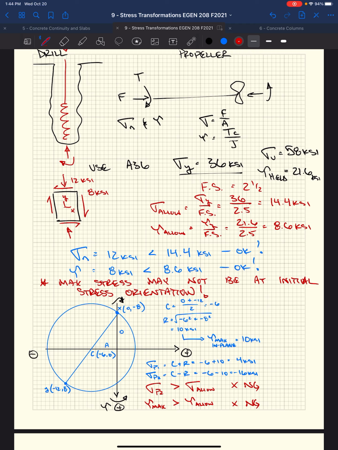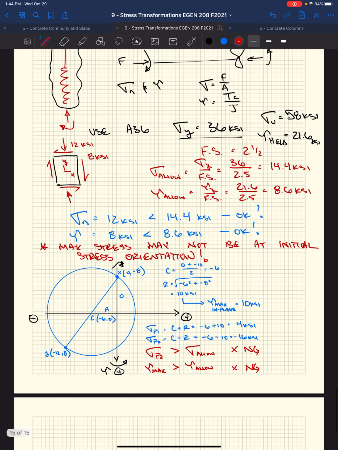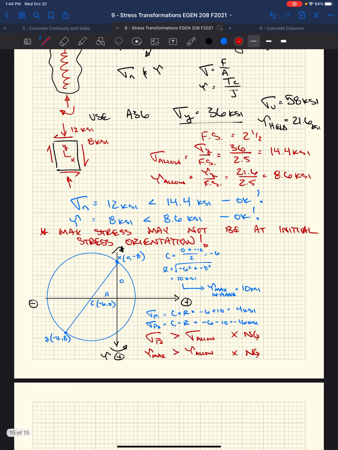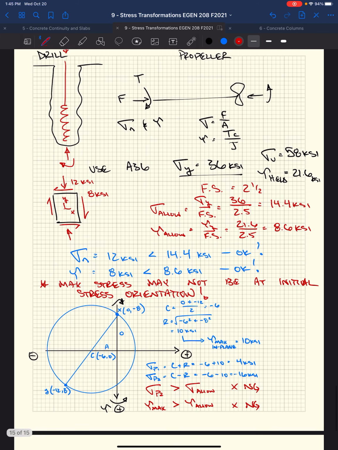But I'd say stresses are the most critical portion because, at least for axial loads, you don't deal with a whole lot of deformation. Okay, that's it.